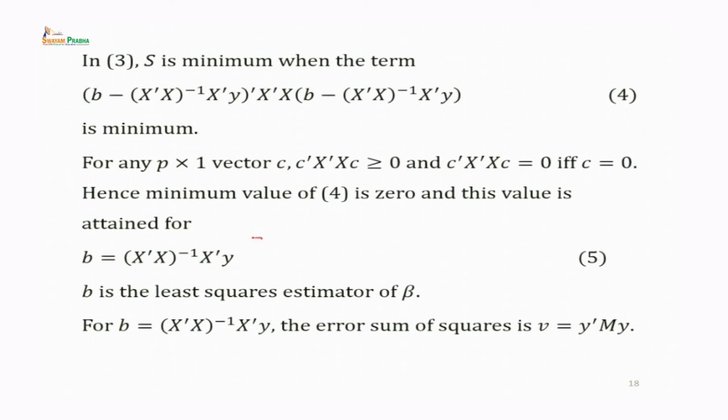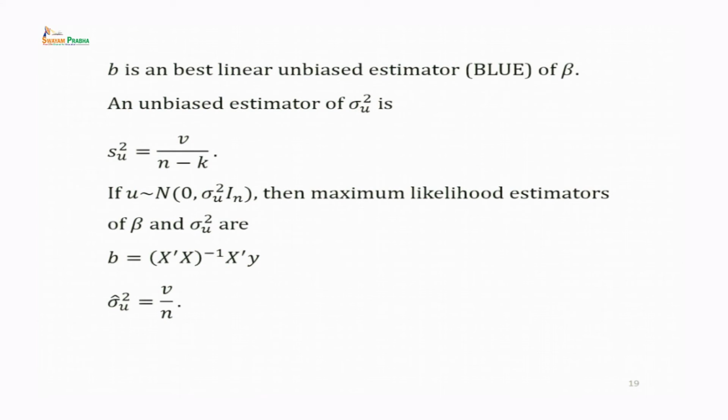So, this B is called the least squares estimator of beta, and the error sum of squares is V equal to y transpose M y. In fact, B satisfies many optimal properties. It is the best linear unbiased estimator. It means it has the minimum variance in the class of all linear unbiased estimators of beta. Then an unbiased estimator of sigma square u is V upon n minus k, and if u follows normal distribution and you find the maximum likelihood estimator of beta and sigma square u, then MLE of beta is again B, and MLE of sigma square is sigma hat square u equal to V upon n.